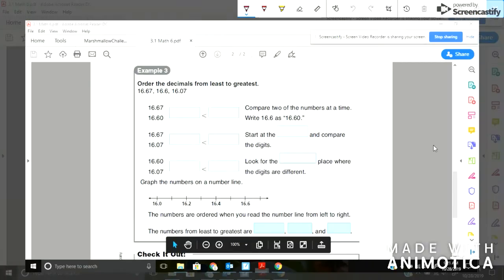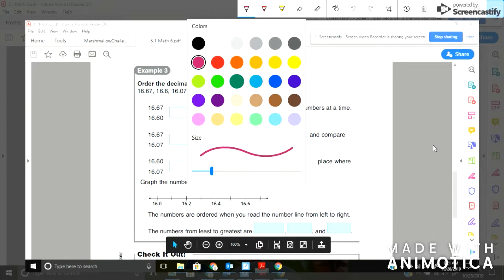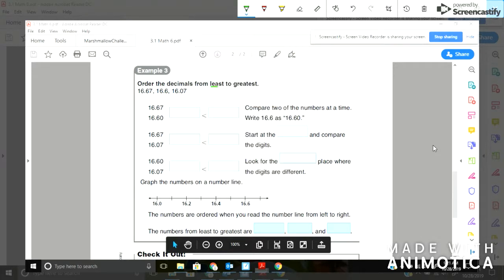It says order the decimals from least to greatest. Okay, least to greatest. Again, I'm going to be trying to think about these as money. $16.67, $16, and remember you can always add a 0, 60 cents, and $16.07. All right, so we can compare two numbers at a time.